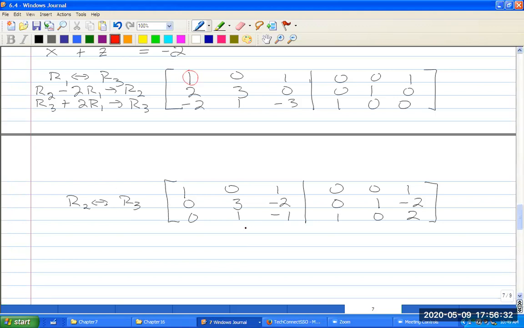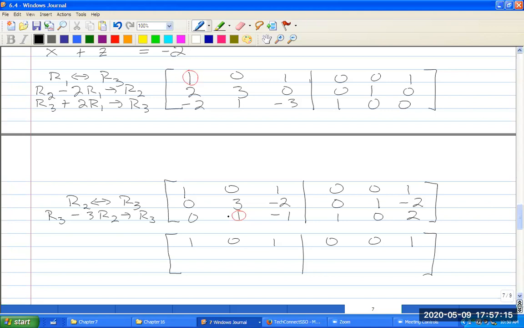So that my pivot will be here. I want to make this 0. And so I'll take the third row and I'll subtract 3 times the second row to give me a new third row. Okay, let's do that. Don't do anything with the first one. 1, 0, 1, 0, 0, 1.